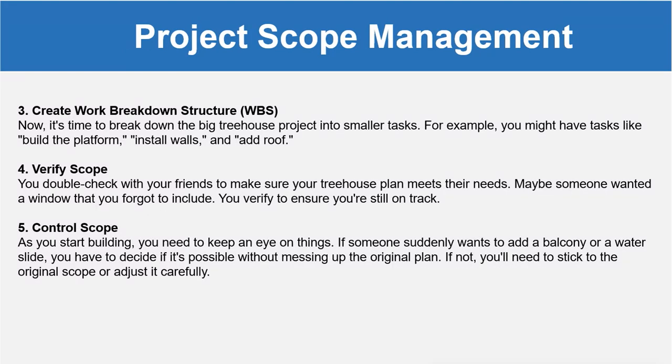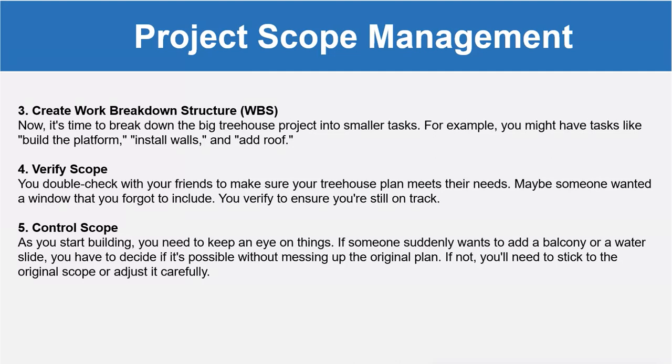Okay, then create a work breakdown structure, WBS. Simply, work breakdown structure means that you will divide the project into smaller tasks. For example, you might have tasks like build the platform, install walls, add a roof. All those things are the tasks which you will decide. So you are dividing the whole project into smaller tasks so that you can estimate it and control it.